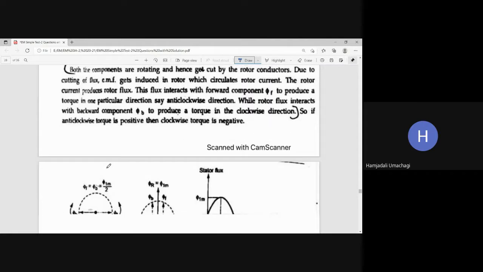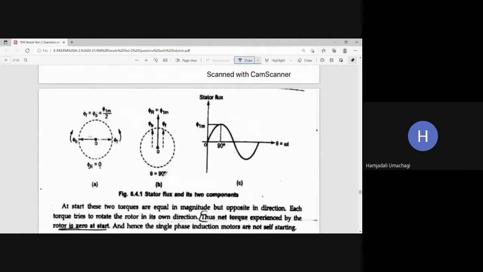So now, after some time when theta equals 90 degrees, pi b will attain this position and pi f will attain this position. Then at theta equal to 90 degrees, if we take the resultant of these two, then we are going to get maximum flux, that is half of pi 1m plus half of pi 1m. Therefore, it gives us the resultant flux which is maximum, that is pi 1m.